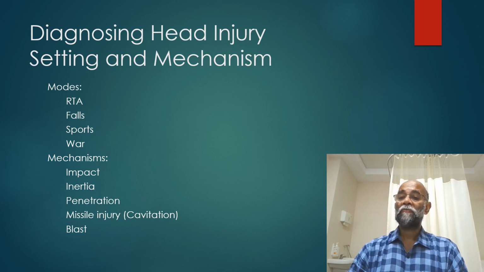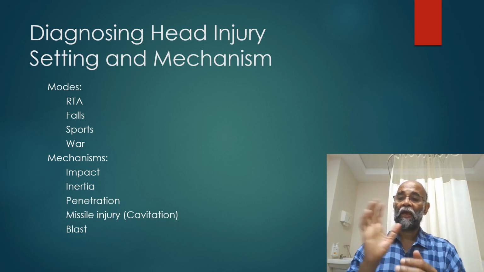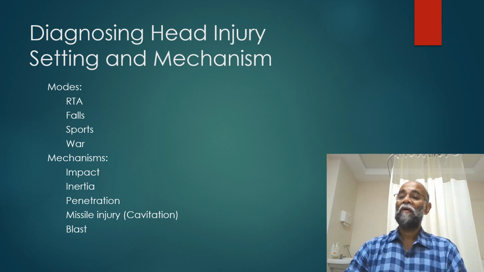The common primary mechanisms by which the brain is injured include impact and inertia. Both mechanisms usually occur together. For example, in a road traffic accident, impact and inertia contribute to the total brain injury load.